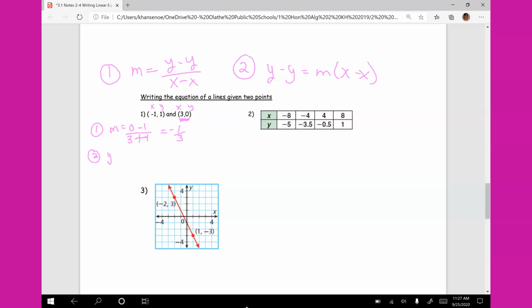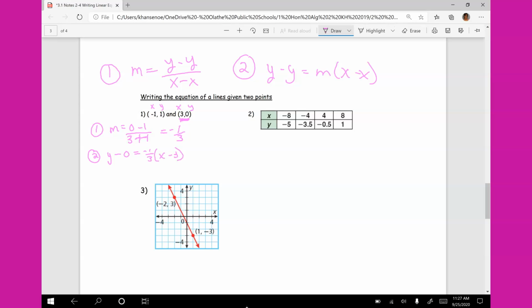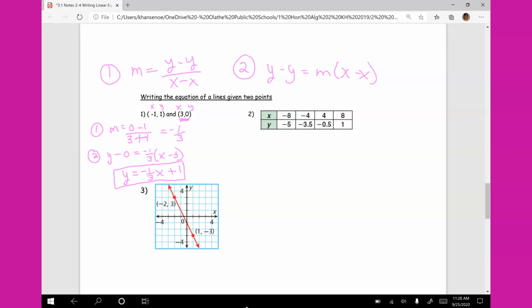So I'm going to have y minus 0 equals negative 1/3 times x minus 3. Now I have y equals negative 1/3 x plus 1. I just distribute that. That's the equation of that line. So, for example, on number 2, I would not pick the ones with decimals.